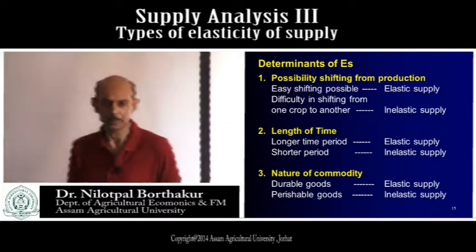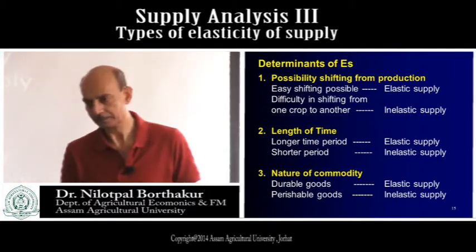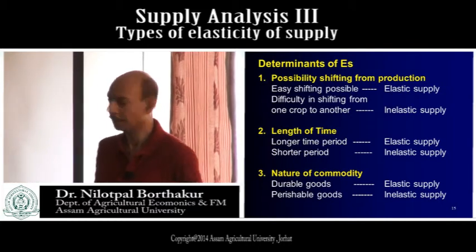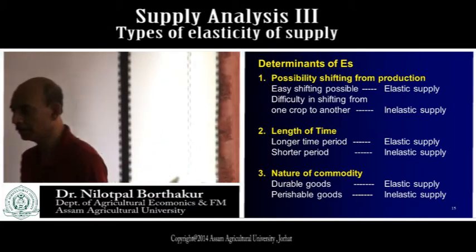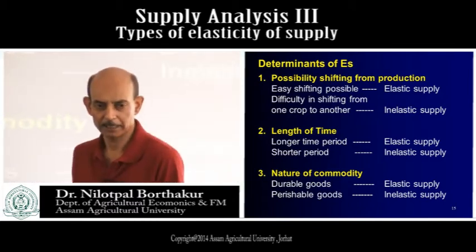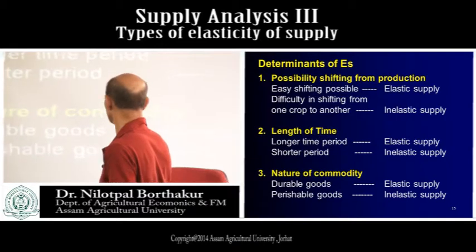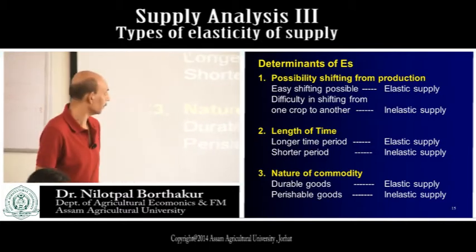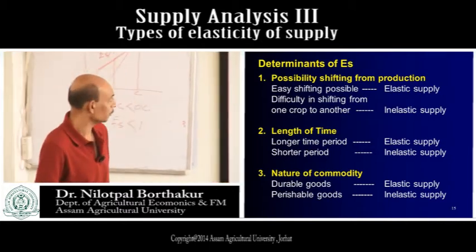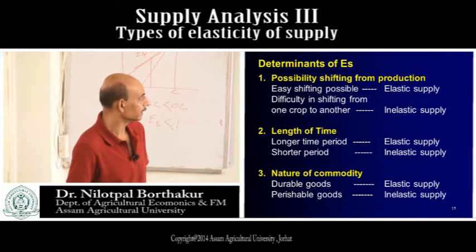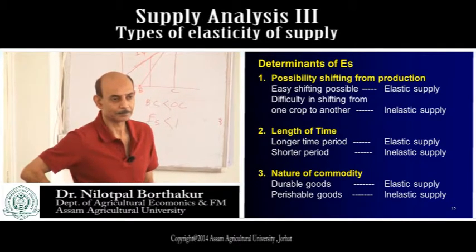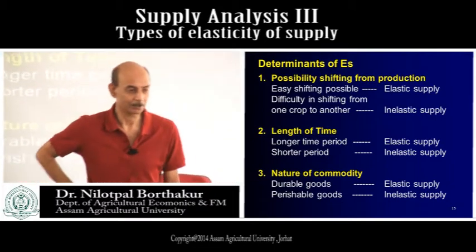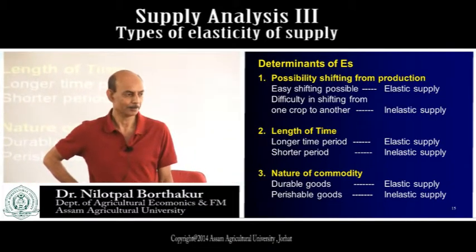Now there are certain determinants of elasticity of supply. Determinants means those factors that affect elasticity of supply. Now the first determinant is possibility of shifting from production. If suppose easy shifting is not possible, then supply is inelastic. Easy shifting means possibility of shifting from production. Any idea? Anybody tell me?